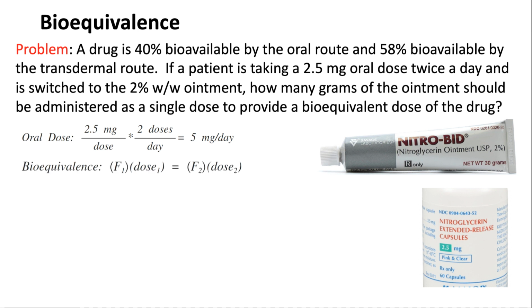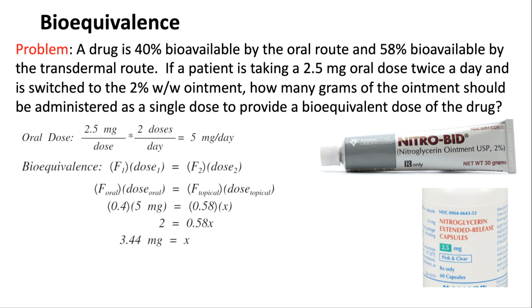So going back to the definition of bioequivalence, that occurs when your bioavailability factor times the dose you give is equal to the bioavailability times the dose you give from a different dosage form. If those are the same, then the 2 different dosage forms are considered bioequivalent. Okay, and that's what we want in this case. So let's set this up by setting our oral values on the left. So we were given that the bioavailability factor for the oral route for nitroglycerin is 40%. That essentially is the same as a fraction of 0.4.